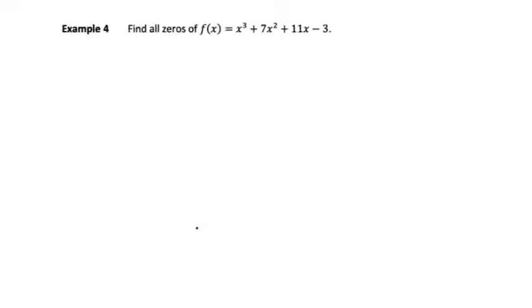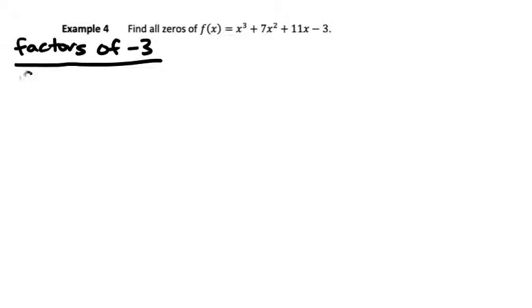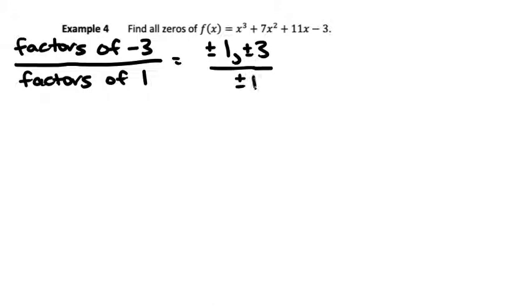Next, we're going to look at example 4. So I'm going to start in the same way by finding my possible zeros. So I need factors of the constant, which is -3, divided by factors of the leading coefficient, which is 1. Factors of -3, the only possibilities are 1 and 3. Factors of 1, the only possibilities are plus or minus 1. So my possible zeros are plus or minus 1 and plus or minus 3. So there's only 4 possibilities for this one, which is nice.